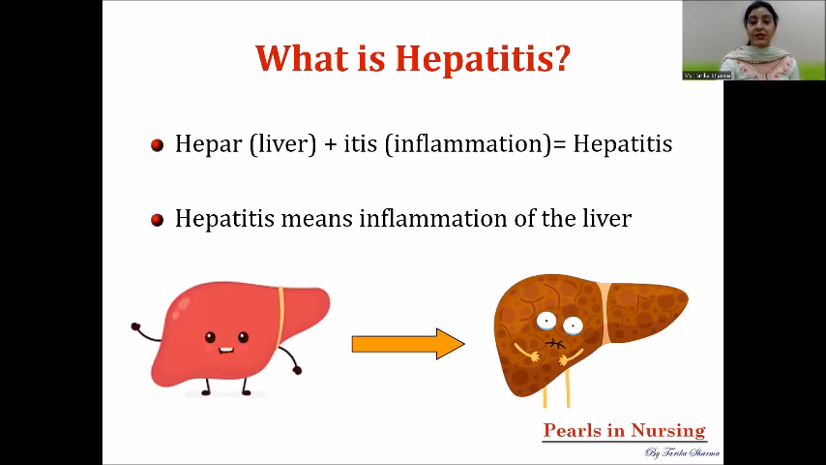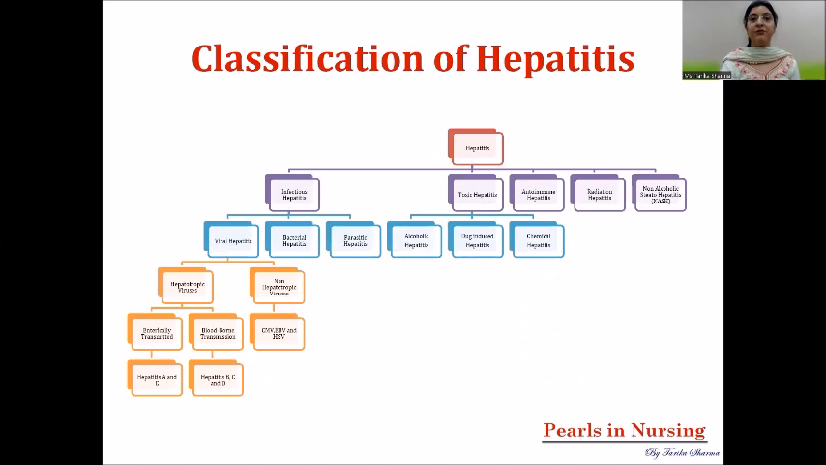So what is the classification? This is the classification of hepatitis. तो hepatitis को हम broadly 4-5 parts में divide करते हैं, out of which one is infectious hepatitis, then we have toxic hepatitis, then we have autoimmune hepatitis, radiation hepatitis, and non-alcoholic steatohepatitis. We'll be talking about them one by one.